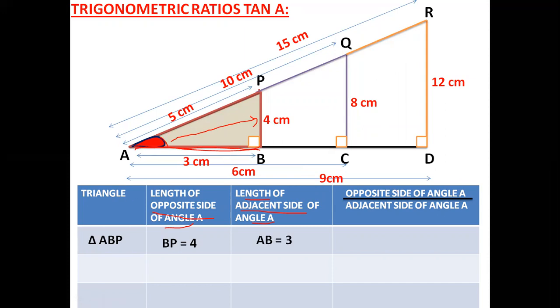Now the ratio of the opposite side of angle A and the adjacent side. What is the opposite side? BP. So here you write BP by the adjacent side. AB is the adjacent side. So BP by AB is equal to, what is BP? 4. So here you write 4 by, what is AB? That is 3. So you get 4 by 3.